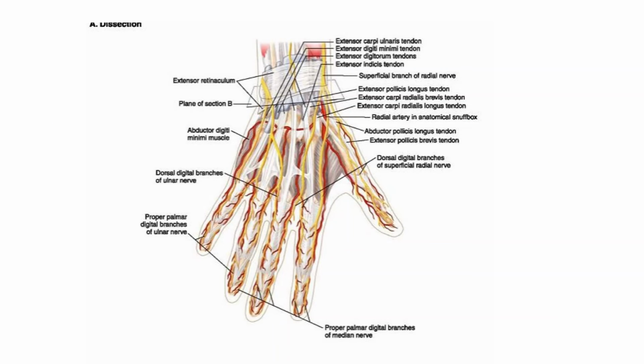So this is the picture showing the relationship of the ulnar nerve with that of the ulnar artery. We can make out here the ulnar nerve entering the palm along with its branches, the superficial branch giving the digital branches which runs along the digital branches of the ulnar artery.